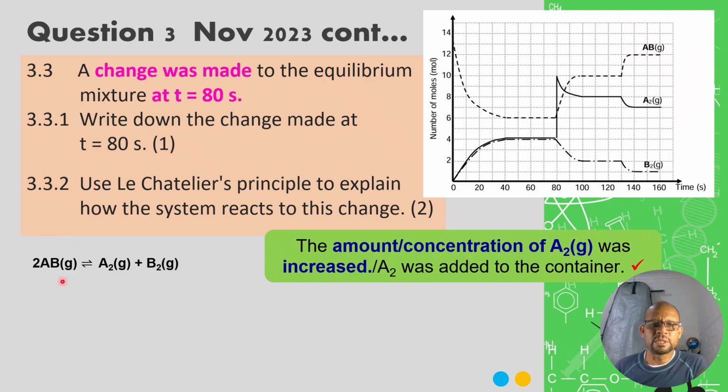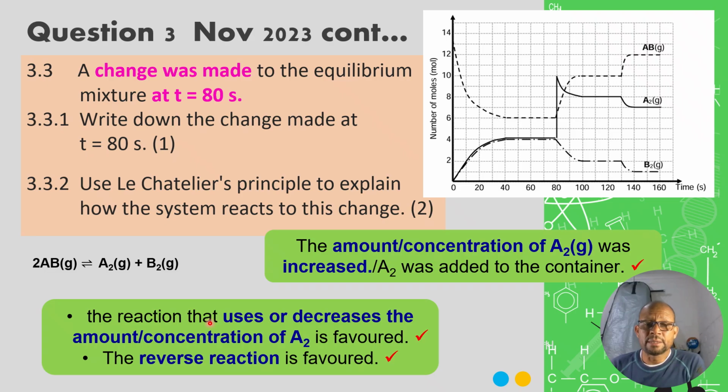Now, in our equation here, which I've highlighted again just so that we can use it, I have AB decomposed into A2 plus B2. Okay, so to answer 3.3.2, I can say the following. The reaction that uses or decreases the amount or concentration of A2 is favored. Now remember what we said in our first video. If a reactant is added, the system is going to do the opposite. So if it was added, the system is going to try to decrease it.